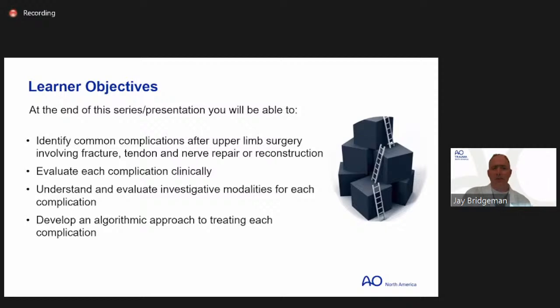Our learner objectives for this series: we want to identify common complications after upper limb surgery, and tonight we're focusing on tendons. We're looking to understand and evaluate investigative modalities for each complication, and develop an algorithmic approach to treat each complication.